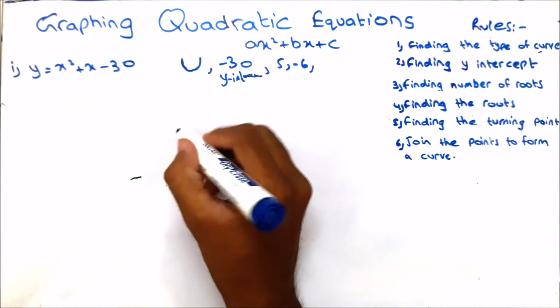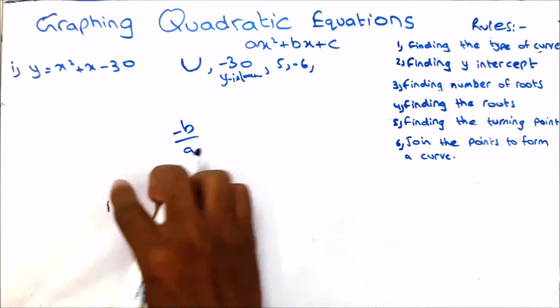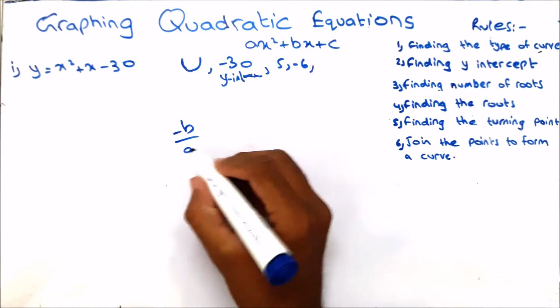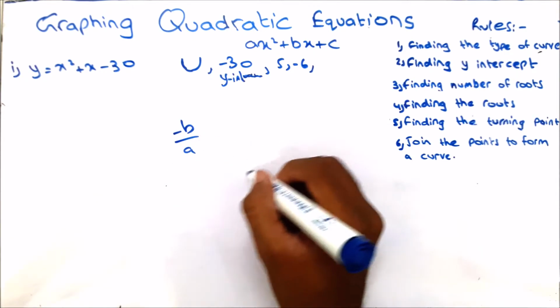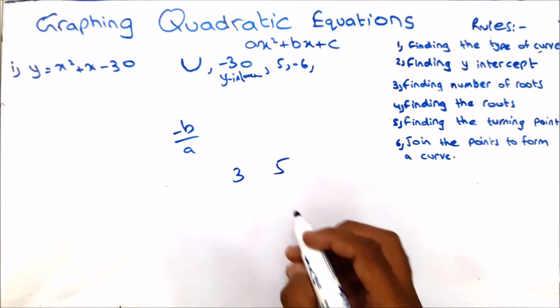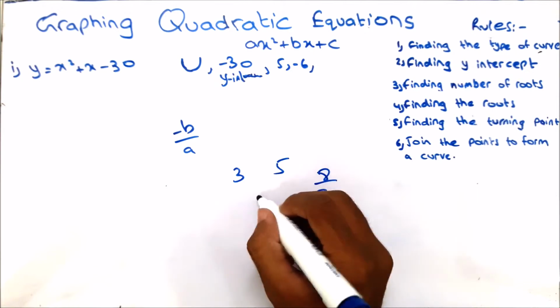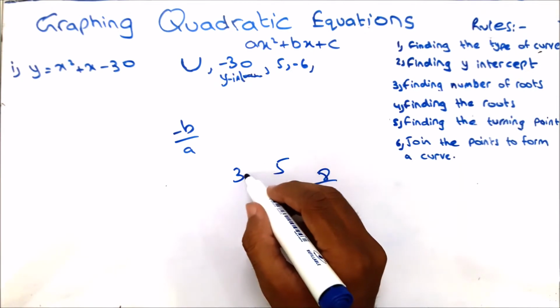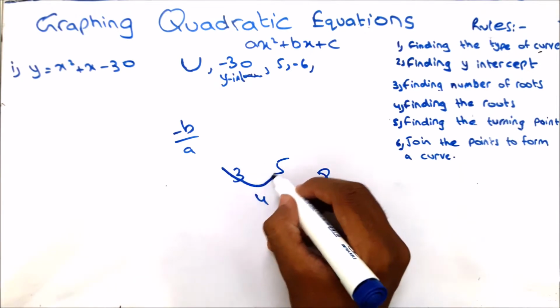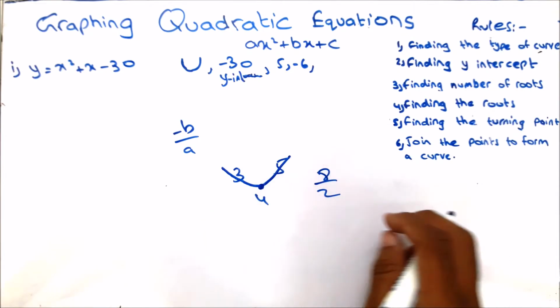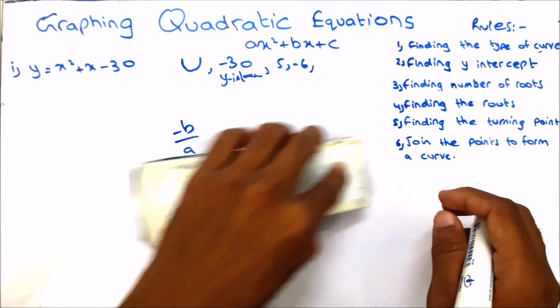The sum of roots is minus b upon a, and when we have the sum of 2 roots we just divide it by 2. Like our roots are 3 and 5. Our sum of roots is 8, and when we divide it by 2 we get 4. 4 is between 3 and 5, so our graph should be like this. Here's 4.